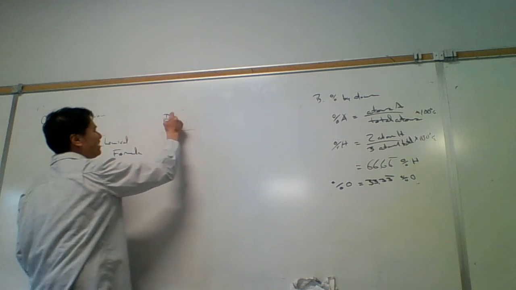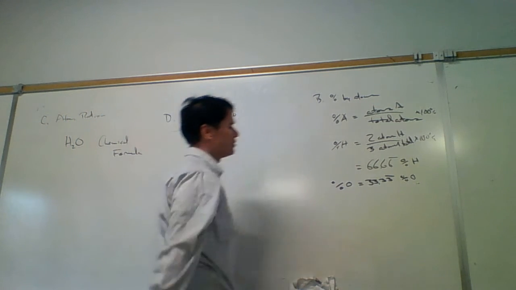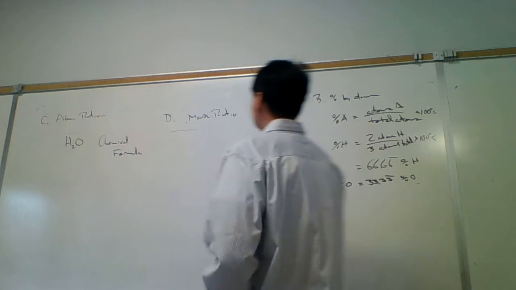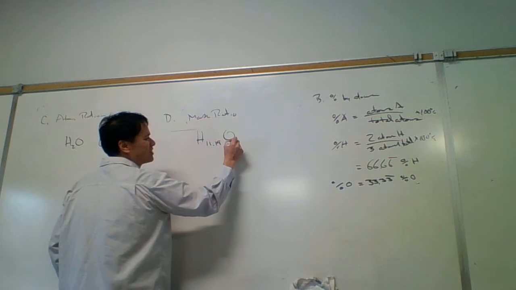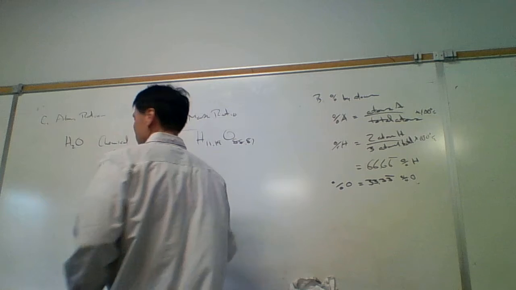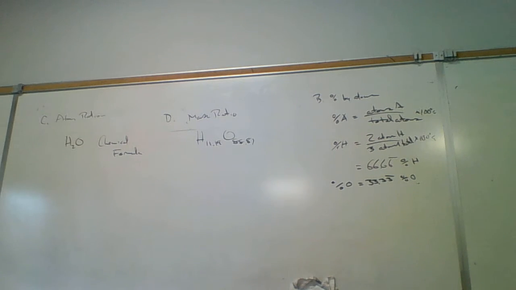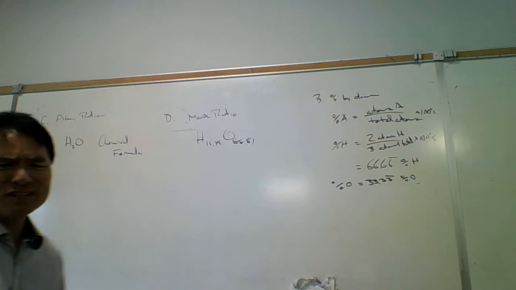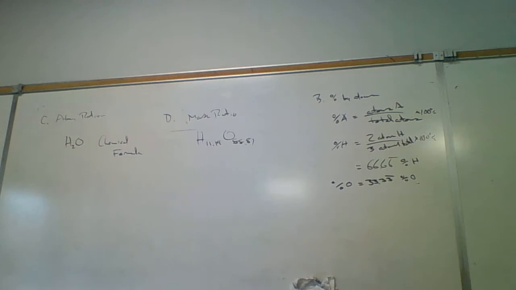And then finally, we could have the mass ratio. The mass ratio is not as useful. That would be hydrogen, 11.19 parts of mass, oxygen, 88.81 parts of mass. In other words, that would be the mass ratio. The mass ratio is not going to be nearly as useful, but it's something we think about as well.